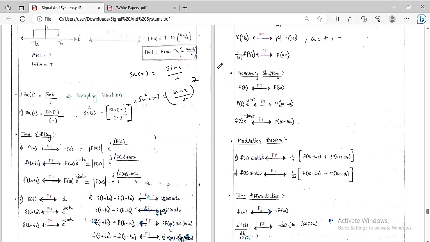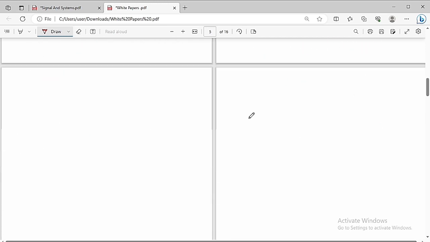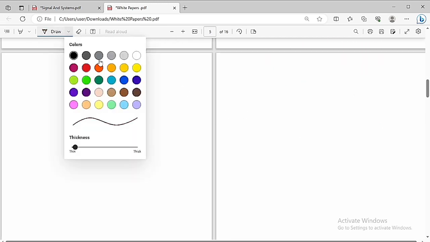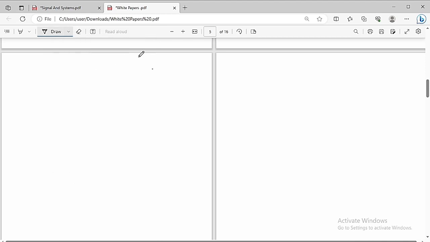Let me derive this one so that you can easily understand. Sometimes you don't have to remember the formula, but if you know the concept, you can get it. So this is very simple, right? I'll derive this one.